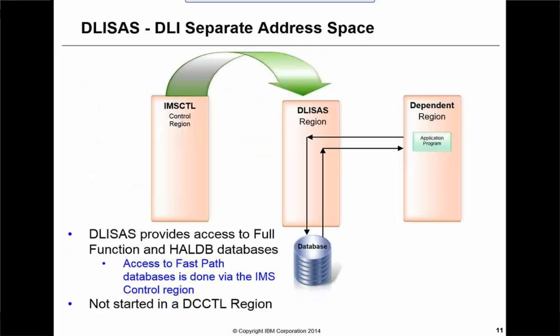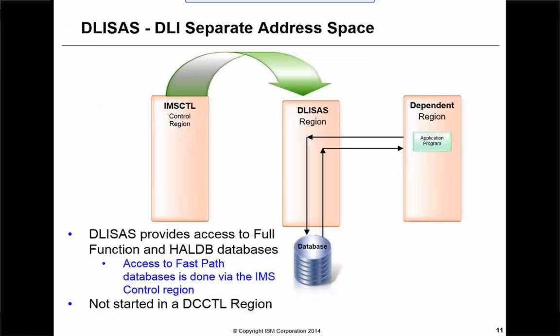We talked about DBRC. We talked about log control and share control. Those are the functions that DBRC provides. So let's go back. IMS Control Region, if you remember, was the first address space that starts up. IMS Control Region fires up the DBRC address space. There's another address space the IMS Control Region fires up, and that's called the DLISAS address space. DLISAS stands for DLI Separate Address Space.